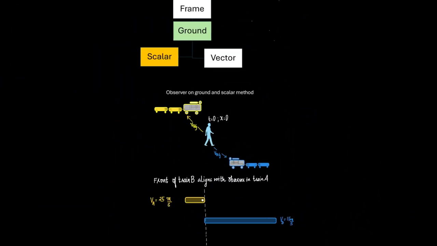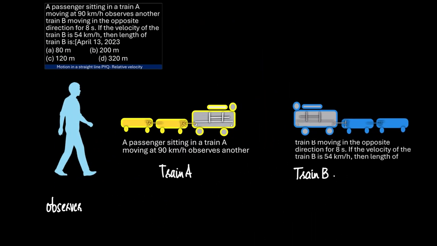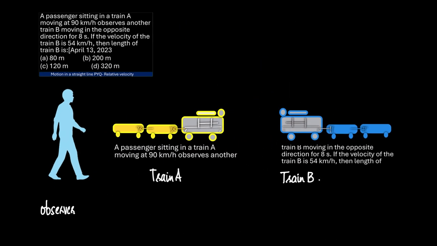Okay, so let us try to go to the fundamental of this question here. So what we have here is a passenger sitting in a train at 90 km per hour observes another train B moving in the opposite direction. So we have train A and train B. Train A is 90 km per hour and train B is moving at 54 km per hour, and the observer in A observes this train for 8 seconds. So the observer here is basically inside this train A.